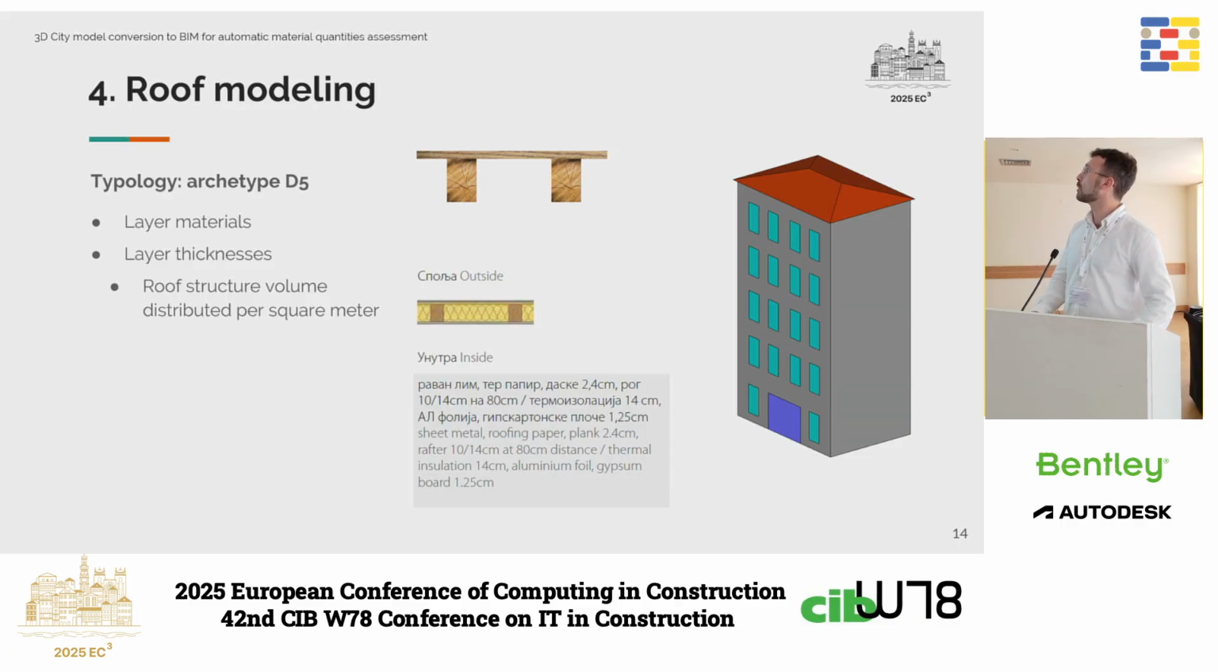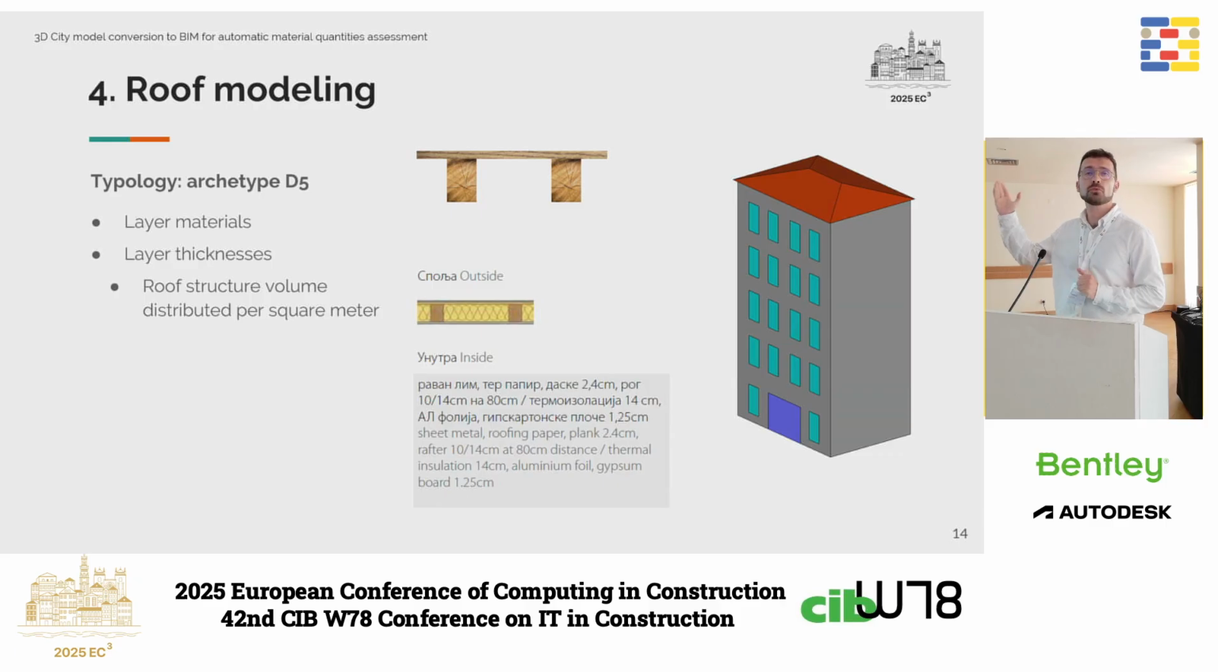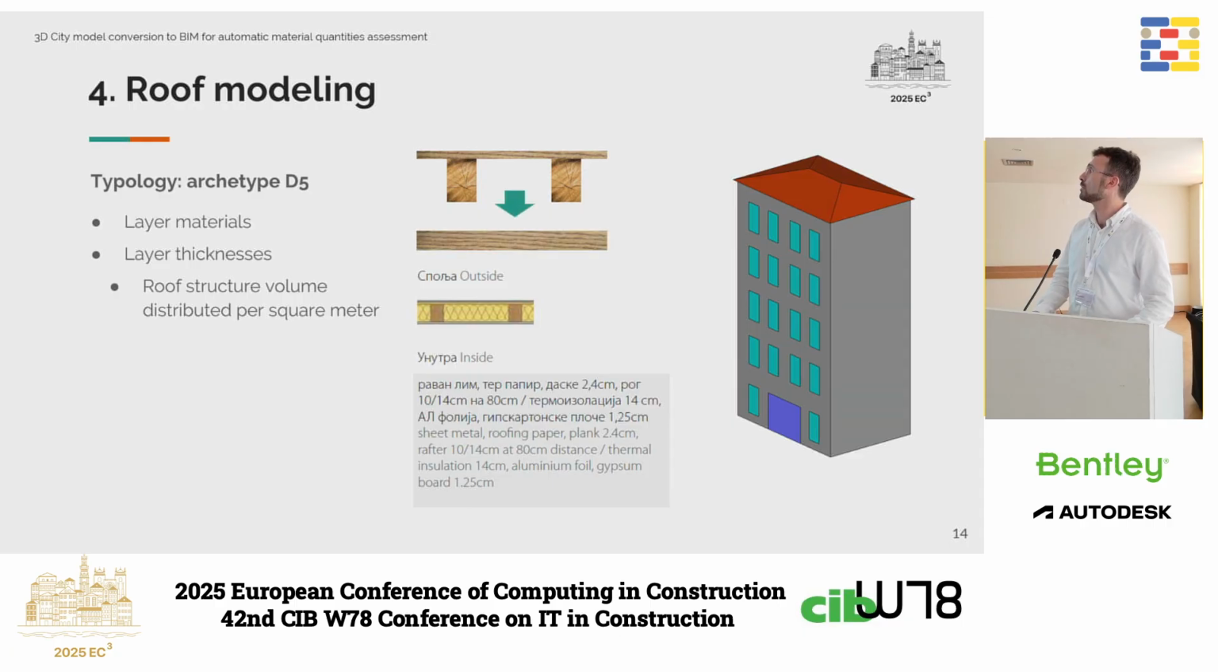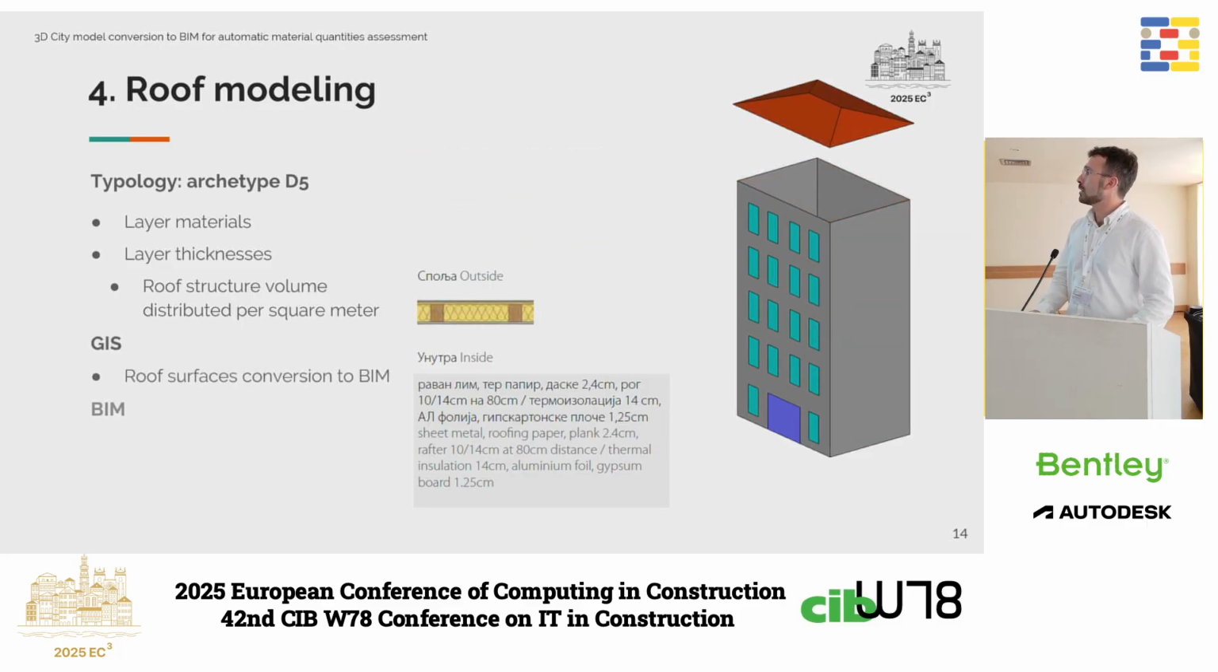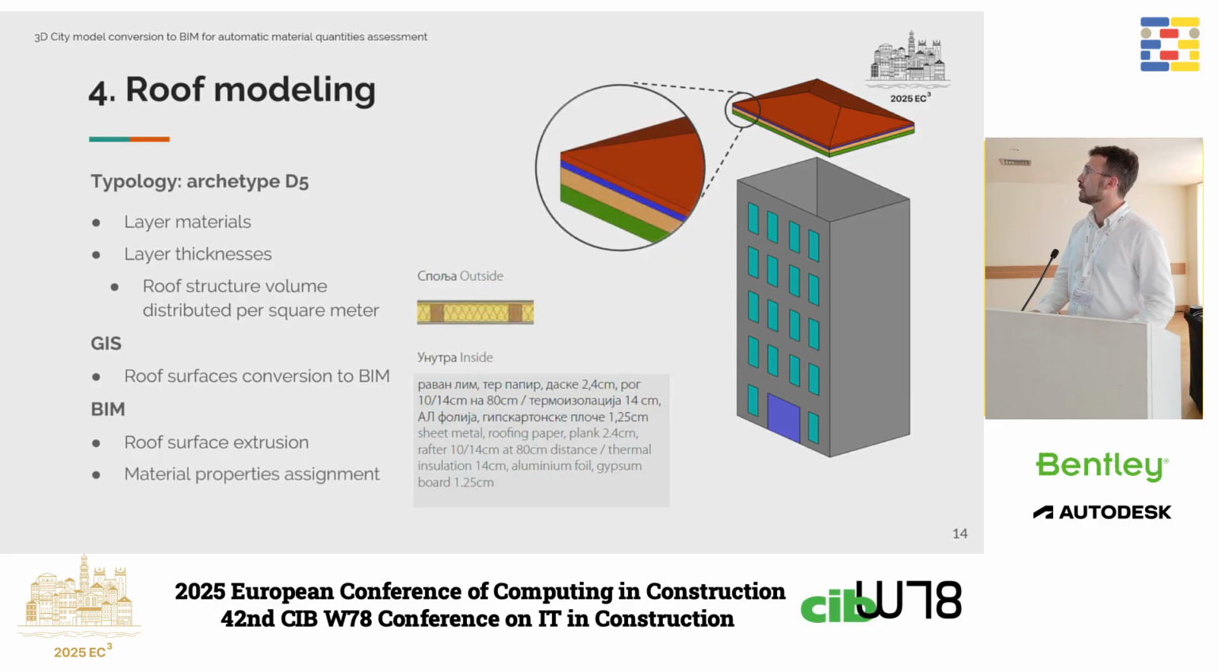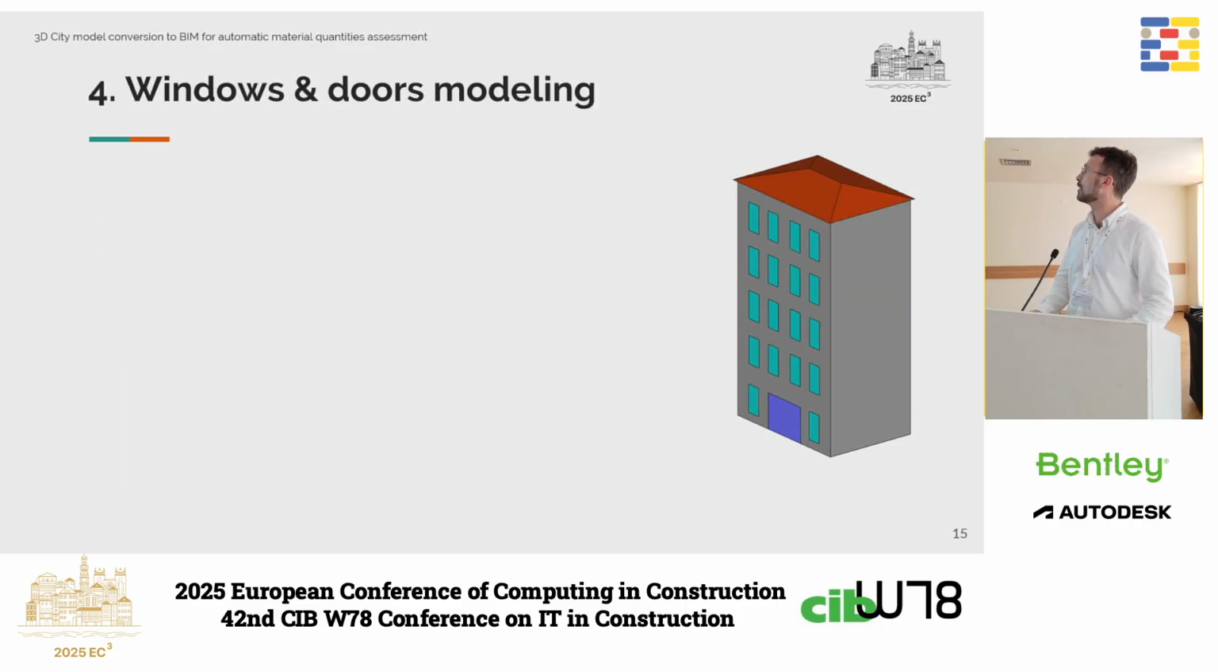For the roof modeling, the situation is not the same. We need to make one approximation. In order to keep the approach consistent, we are representing the roof structure, usually the wooden roof structure, also as one solid layer by calculating the volume of the wood and basically distributing it over the roof surface. So that makes us a solid wood layer.